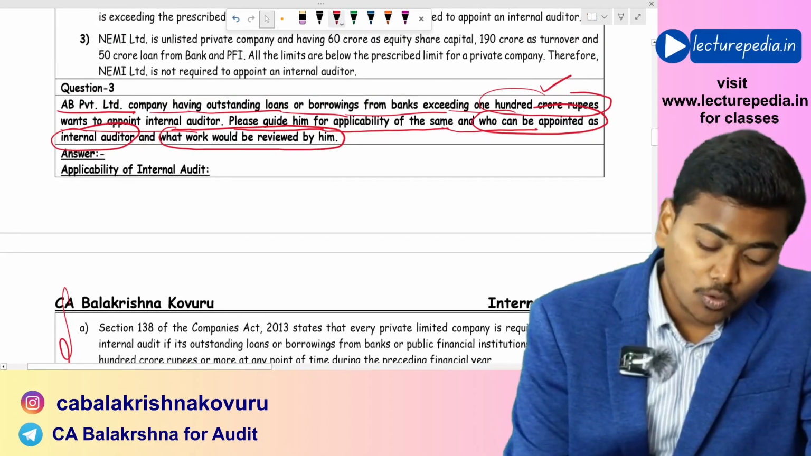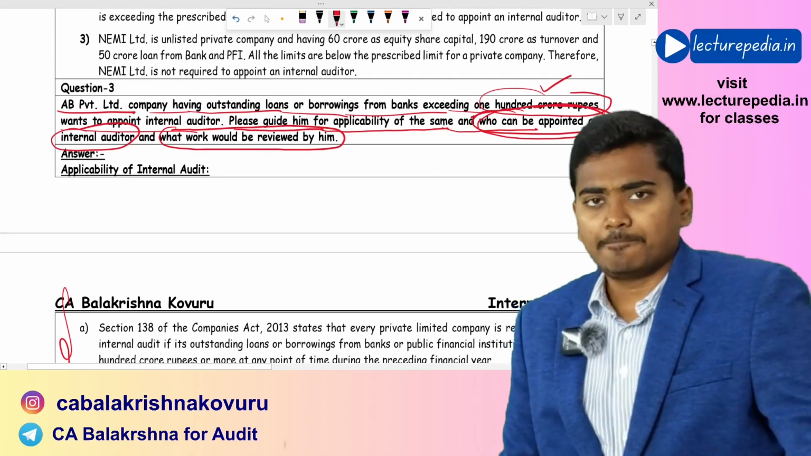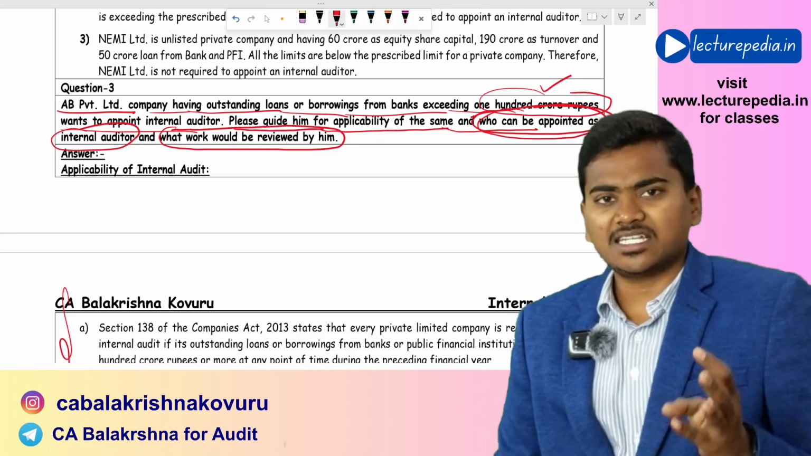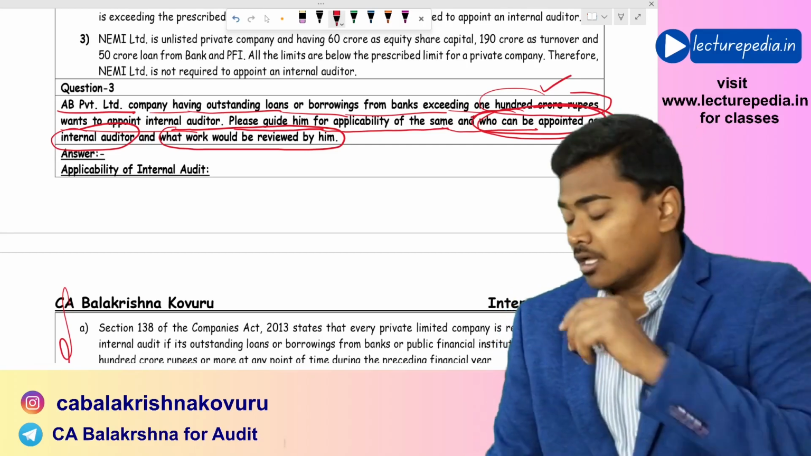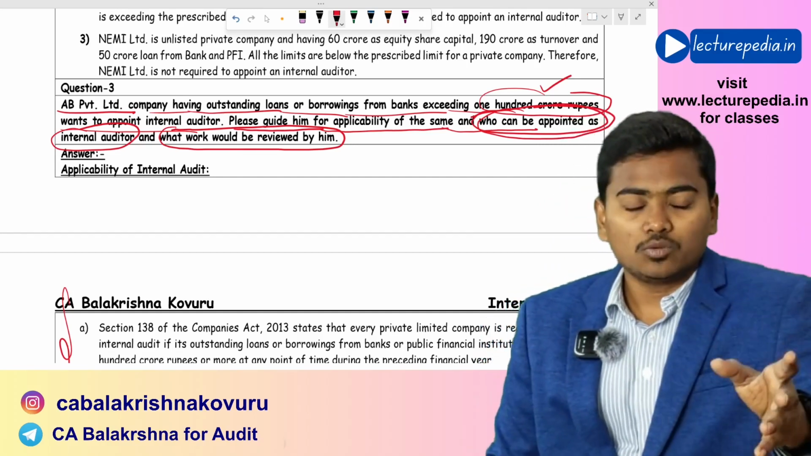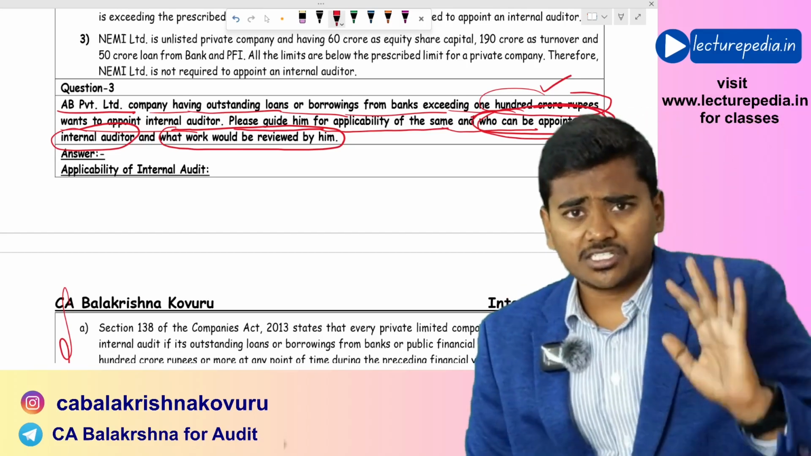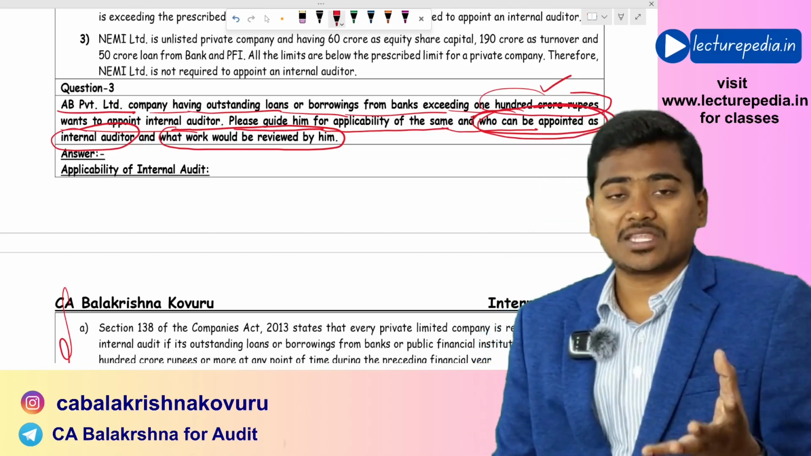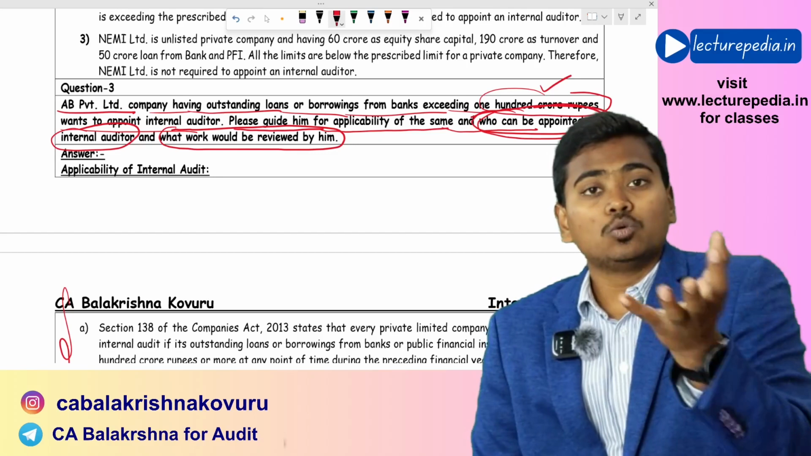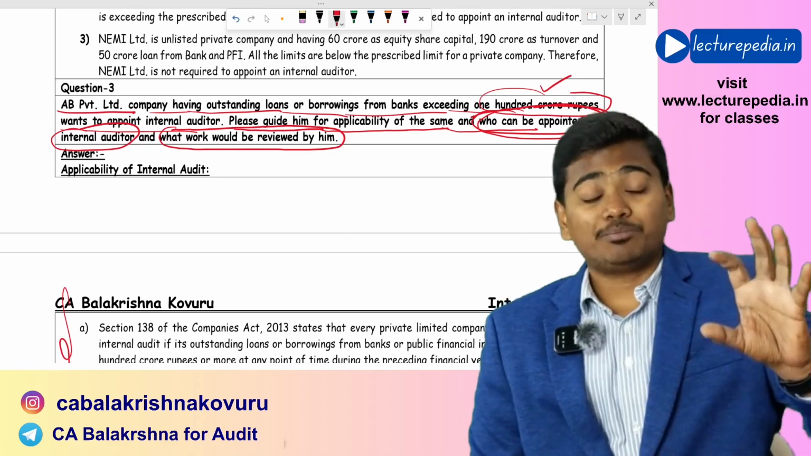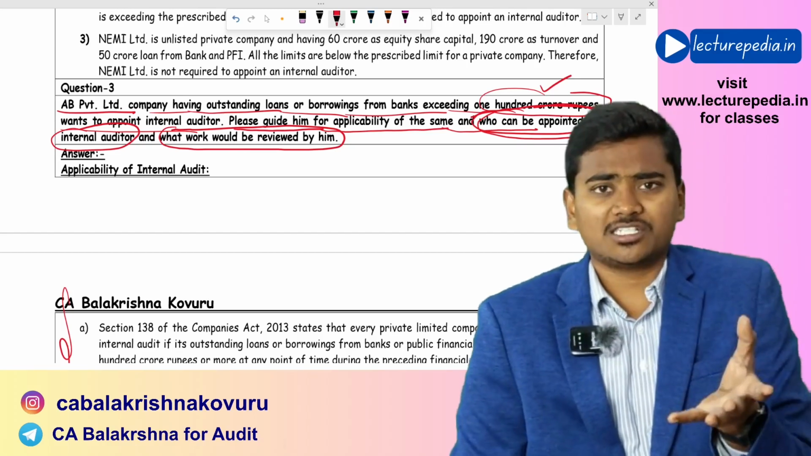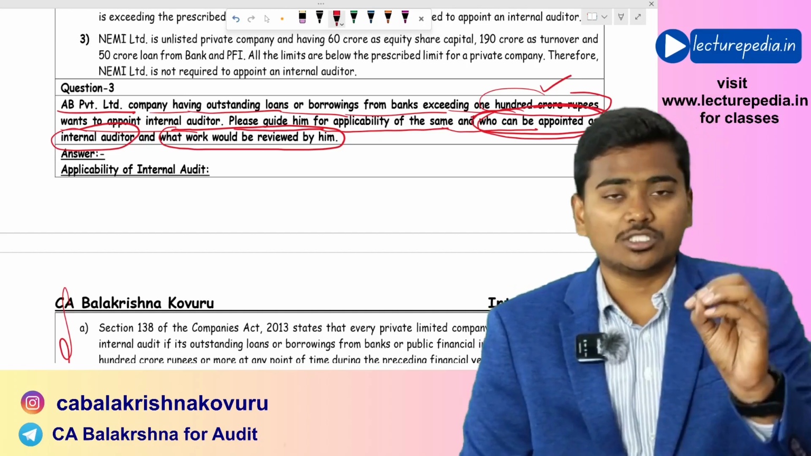Second question, who can be appointed as an internal auditor? See, there is no specific qualification for internal auditor. You can appoint a chartered accountant as an internal auditor. You can appoint a cost accountant as an internal auditor, or any other professional whom the board of directors thinks is fit to be appointed as an internal auditor, having knowledge to do the internal audit. That particular professional can be appointed as internal auditor. There is no specific qualification required to be appointed as an internal auditor, that you need to mention.